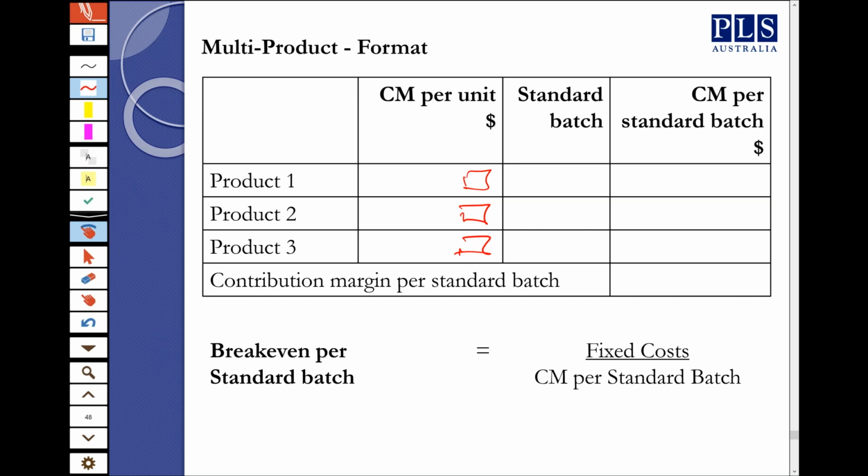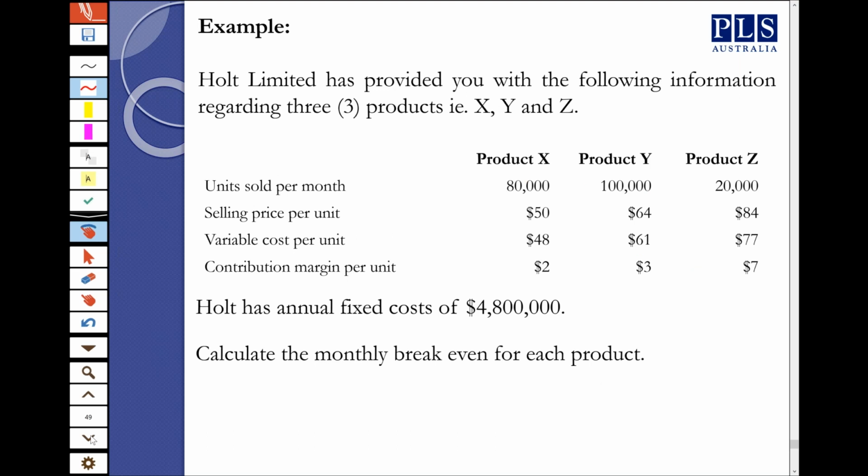So the standard batch can either be done as a percentage, a decimal, or a 1 to 2 type relationship. So that could be, for instance, for every 2 of product 1, I sell 1 of product 2 and 3 of product 3. You then multiply those figures through, and then you add down to arrive at your contribution margin per standard batch. Divide your fixed costs through by that contribution margin per standard batch, and that gets you a break even per standard batch.